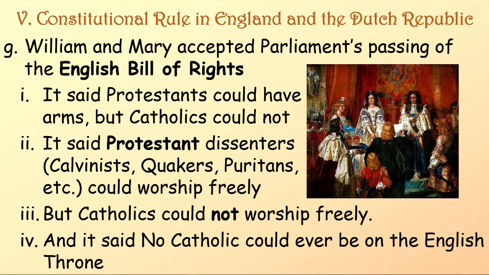And the English Bill of Rights said that Protestants could have arms, but Catholics could not. It said that dissenters, for example, Calvinists and Quakers and Puritans, could all worship freely, but Catholics could not worship freely. And it said that no Catholic could ever be on the English throne.